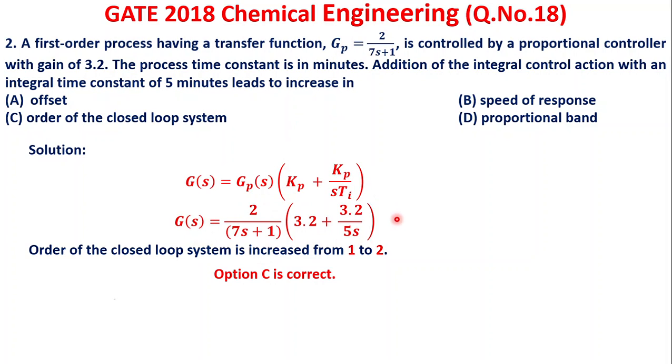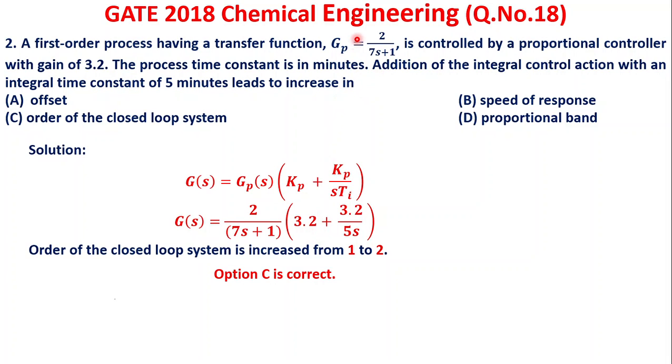If you simplify this, we get s square, that means the order of the system G of s is increased from 1 to 2. Therefore, in closed loop, that is G of s by 1 plus G of s H of s, there also the order will be increased from 1 to 2.